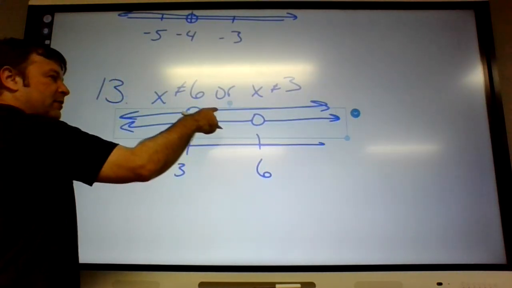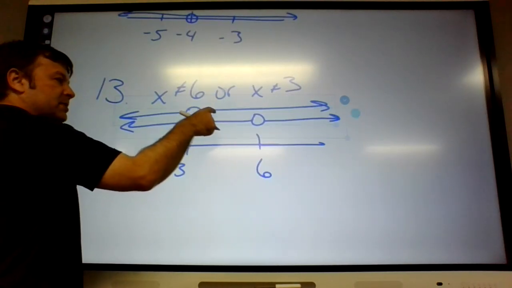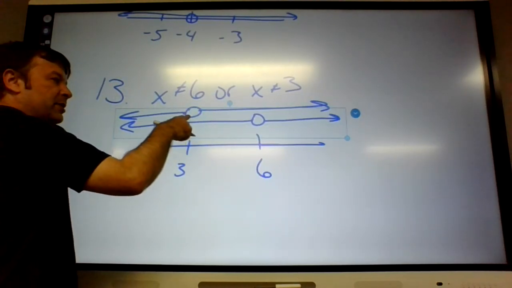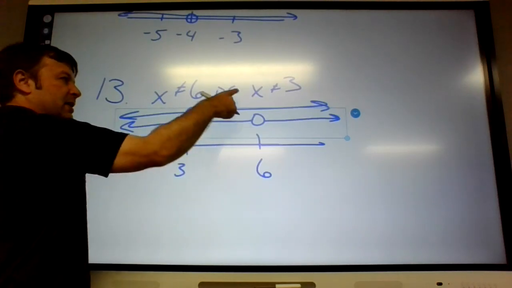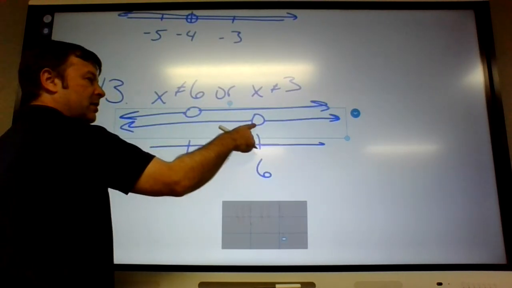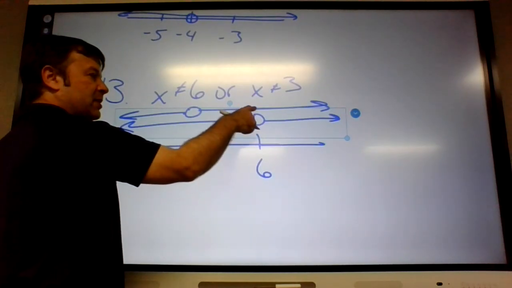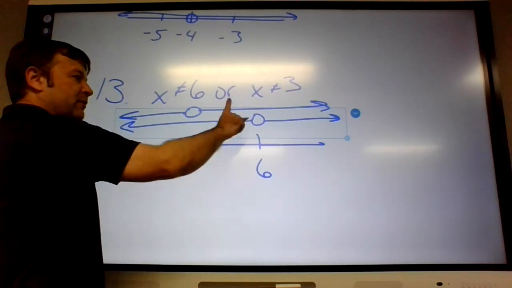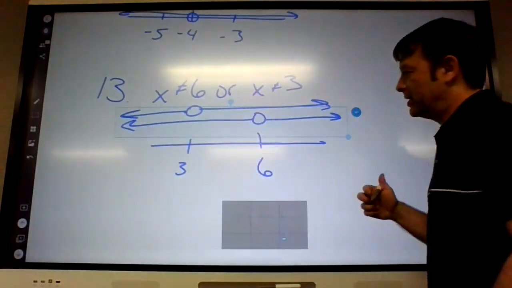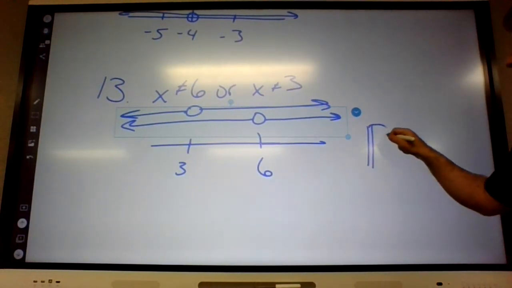What numbers are covered by these two lines together? All numbers. All numbers are covered. On this line, 3 is not covered, like x is not equal to 3. But on this line, 3 is covered. On this line, 6 is not covered, but on this line, 6 is covered. So every number possible is covered. So you would include everything. So the answer is, it's not the graph. We're not graphing on these, but all real numbers.